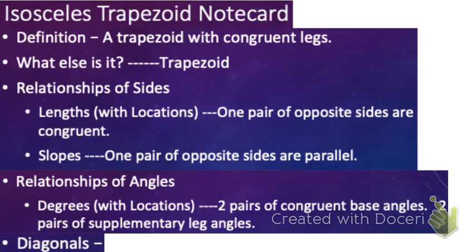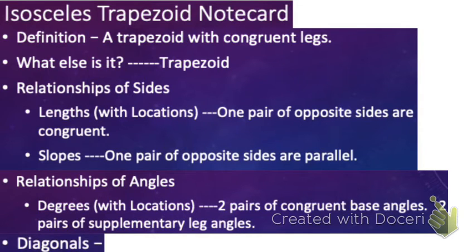Two pairs of congruent base angles, as well as two pairs of supplementary leg angles. So is the leg angles part new? No, we saw that in trapezoid, which it also is. What part of this is new? The beginning, the two pairs of congruent base angles.